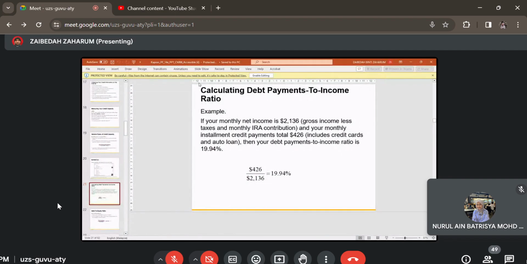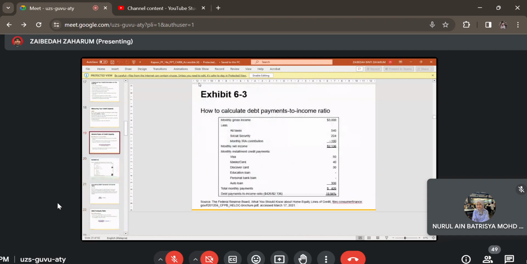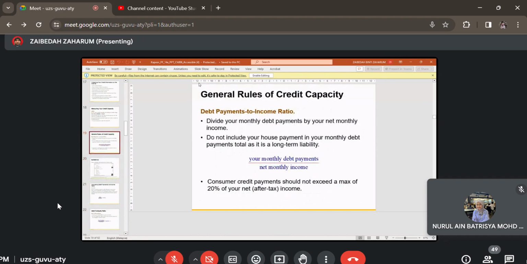So meaning that tadi kat sini kita akan nampak you punya debt payment to income ratio ialah 19.94%. So macam kita cakap tadi, you punya credit payment should not exceed a maximum of 20% of your net income tadi lah.